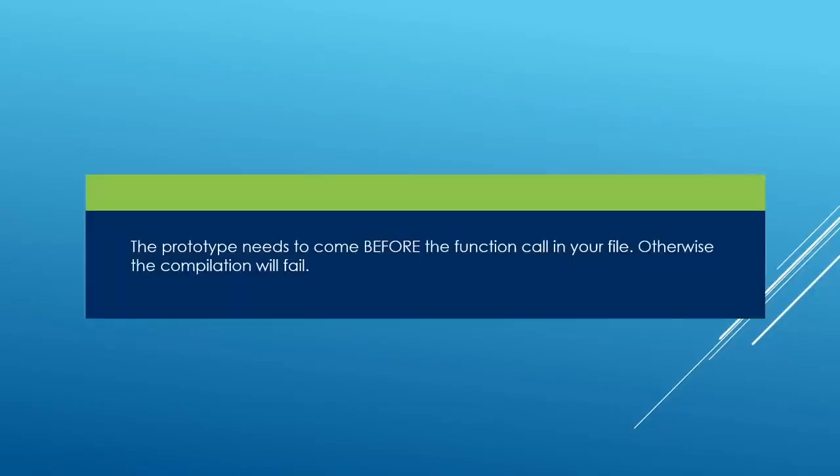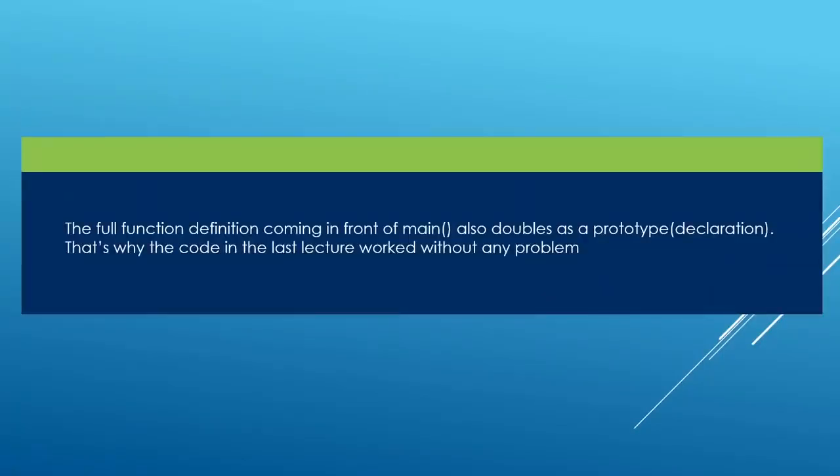And another thing you should know is that the prototype needs to come before wherever it is called. If you're trying to call a function before its prototype is seen in your C++ program, you're going to get a compiler error. And now you might be asking, but why did our programs in the last lecture work? We didn't split things up and our program was working fine. Well, if you put a function definition in front of the main function, that function definition is also going to double as a function declaration. That's why the code in the last lecture worked.